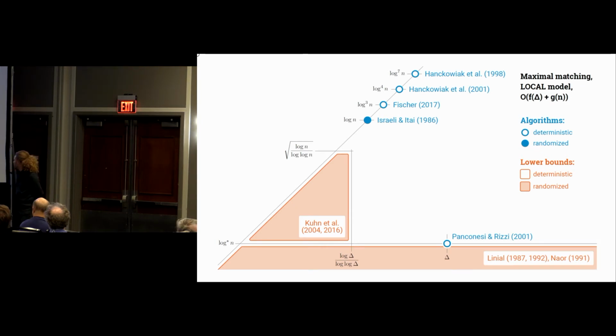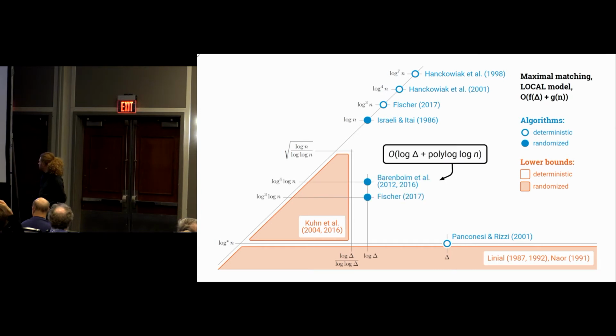Okay, and well, there are two randomized algorithms that come somewhat close, at least, to these lower bounds, and those are randomized algorithms running in roughly log delta plus polylog log n time.